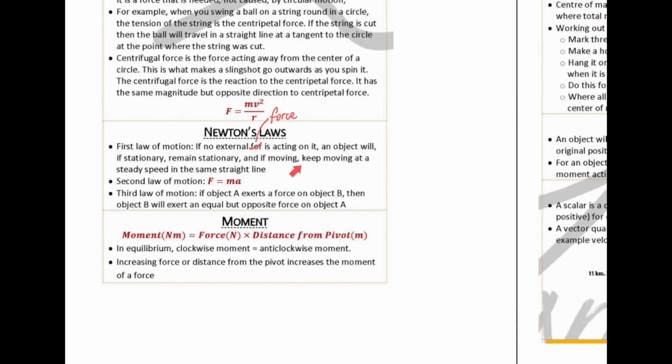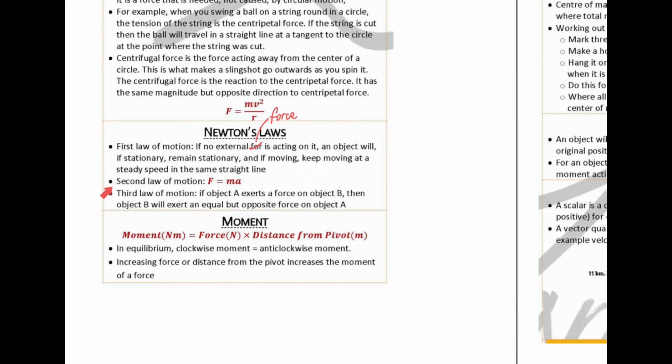And if you have a moving object, the moving object here must be the object with no external force. The best example that I can put is like the space shuttle in outer space, where there is no air resistance, so it will keep moving at a steady speed in the same straight line. You can just turn on the engine to save petrol, and it will just keep moving. Okay, so that is the first law.